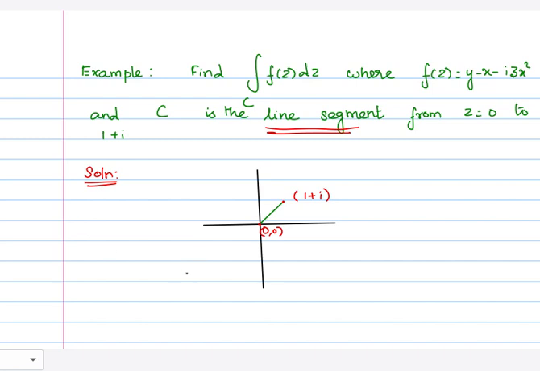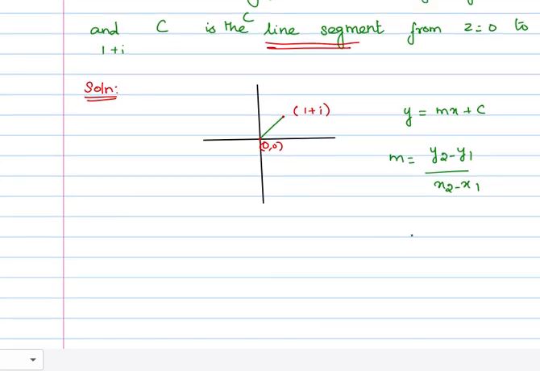How can I find it? Suppose you see in R2, what will come? You want to find y equal to mx plus c. The formula for m is y2 minus y1 divided by x2 minus x1, and the curve is passing through the origin, so automatically c becomes 0. Then y2 is 1, y1 is 0, so m equals 1 divided by 1, that is 1 only.